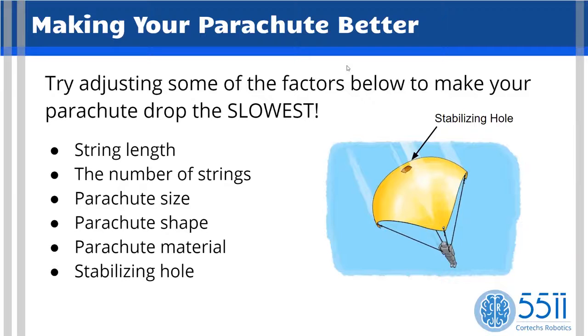Then that hole that you see in the picture on the right, that's a stabilizing hole. When your parachute's dropping, there's a lot of air that gets gathered underneath your parachute. And the stabilizing hole at the top will allow an easy exit for air to come out, and it'll prevent your parachute from wobbling in the air. However, if your hole at the top is too big, too much air will rush out and your parachute will hit the ground faster.